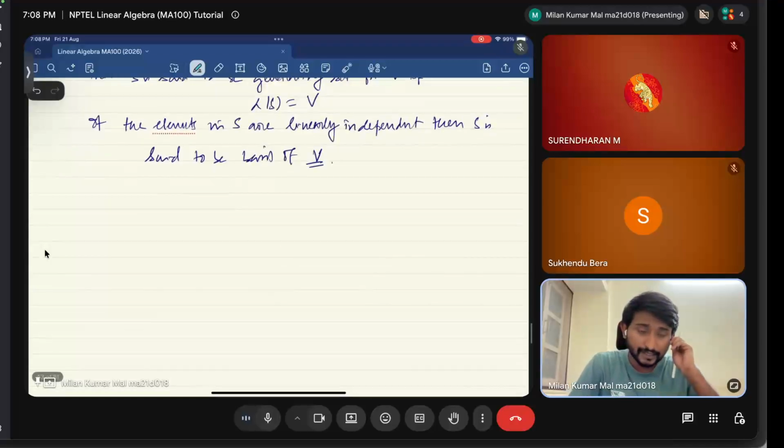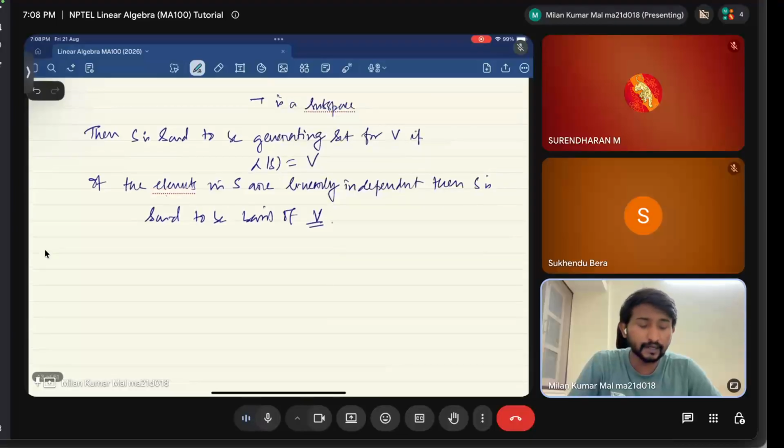Now, S can have a finite number of elements or an infinite number of elements. If S has finitely many elements, linearly independent means that the finite set of elements is linearly independent. If S has infinitely many elements, linearly independent means that any finite subset of elements has to be linearly independent. This is what is meant by linear independence of an infinite subset.